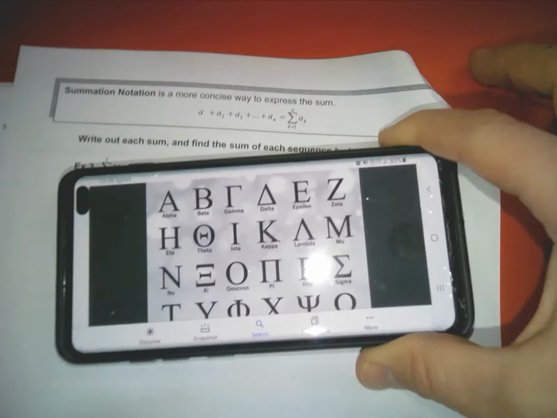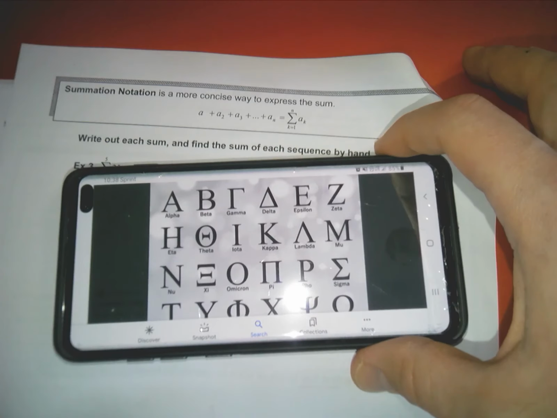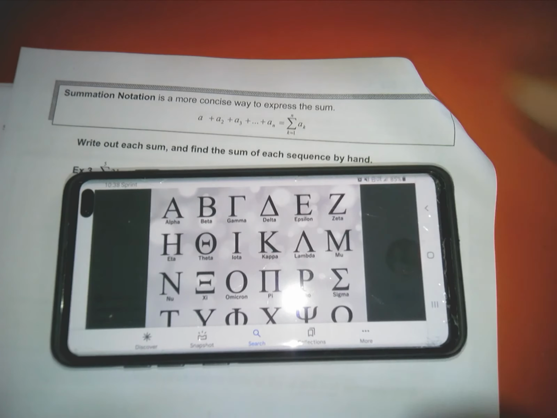Does anybody know what letter that is? Let me see if I can pull up. Does anybody know what letter that is? What alphabet is it from? This is the Greek alphabet. Yeah? Where do you see Greek letters?